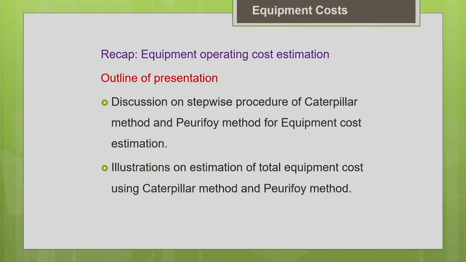So let us have a recap of what we learnt in the previous lecture. In lecture 4, we discussed the different operating cost components. We looked into how to estimate the various operating cost components of the equipment.